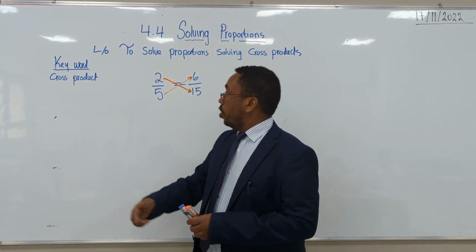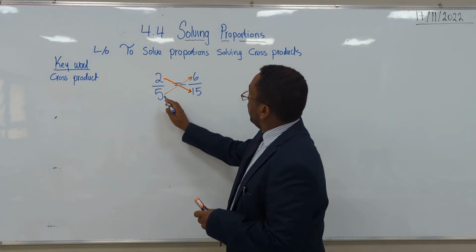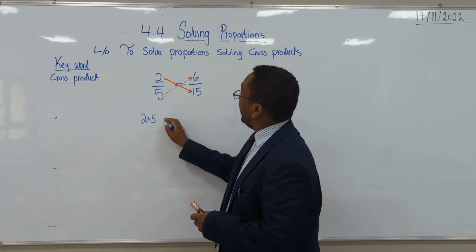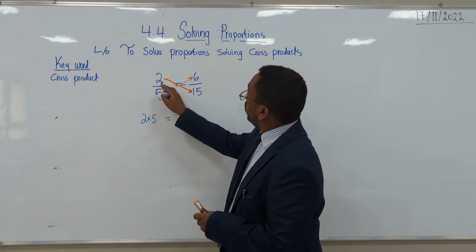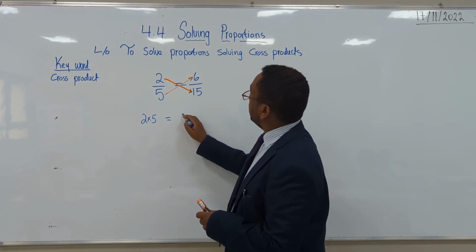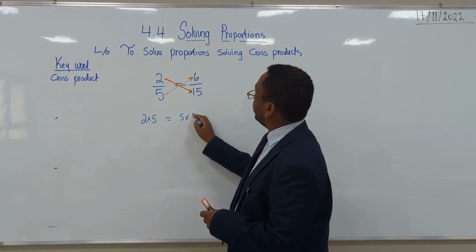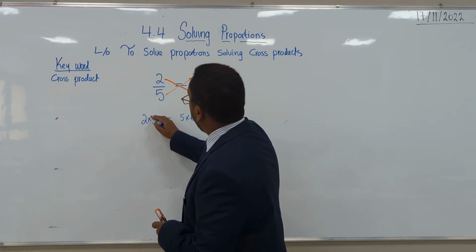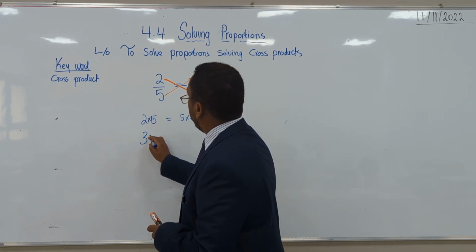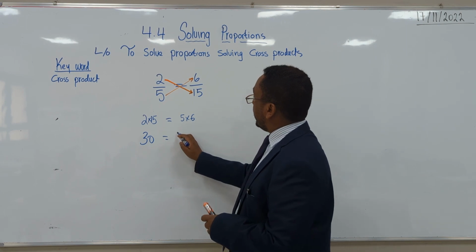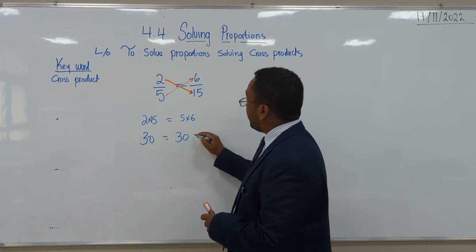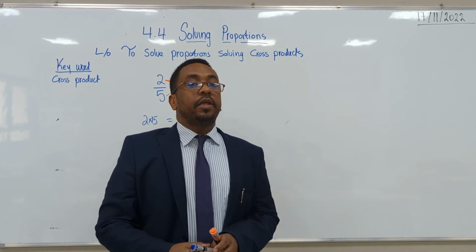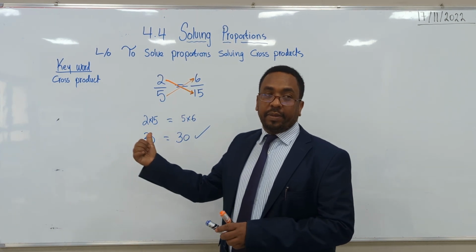So let's try that. What is 2 times 15? 30. So we say 2 times 15 should be equal to 5 times 6. We cross multiply, right? And 5 times 6 is what? 30. So these will give us, they are proportional. Does that make sense? Ali, did you get that? Yes. So we could say this is proportional.